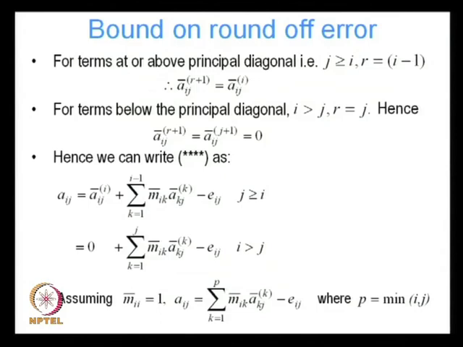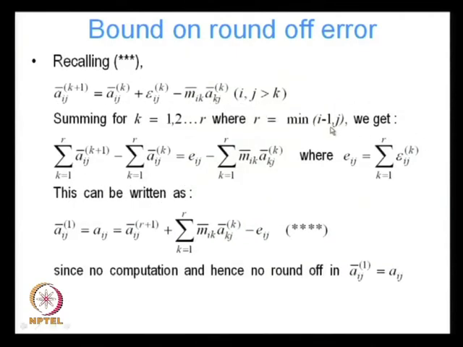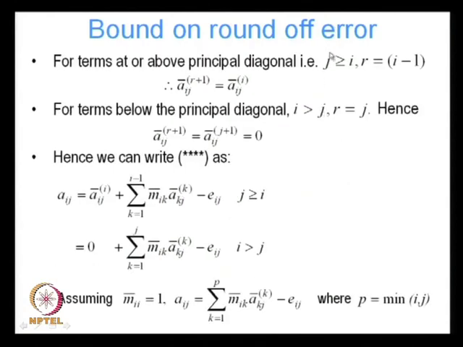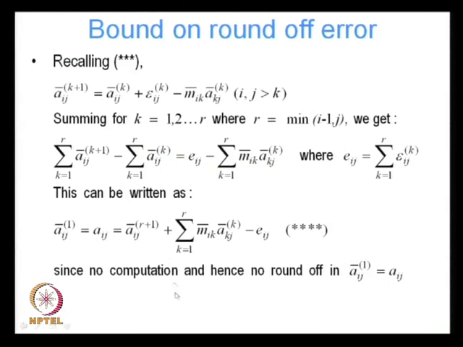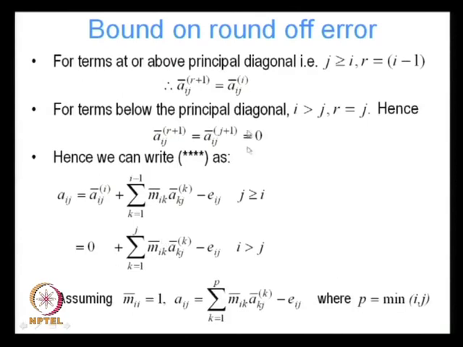For terms at or above the principal diagonal, j is greater than or equal to i, and since r is equal to the minimum of i minus 1 and j, if j is greater than i, r must be equal to i minus 1, because r is the minimum of i minus 1 and j. So, r is equal to i minus 1. So, in that case, ā_ij^(r+1) is going to be ā_ij^(i), because r is equal to i minus 1.